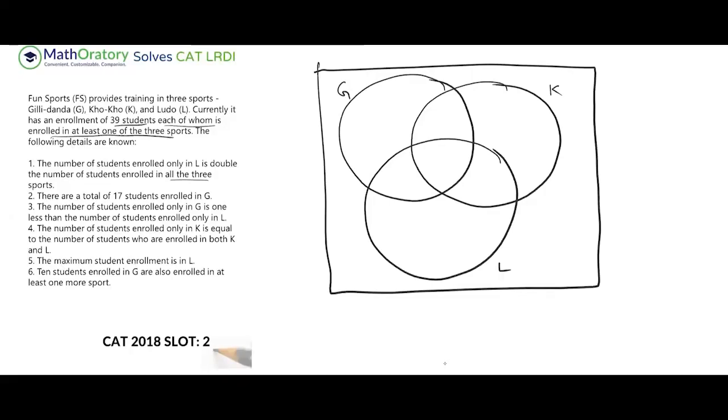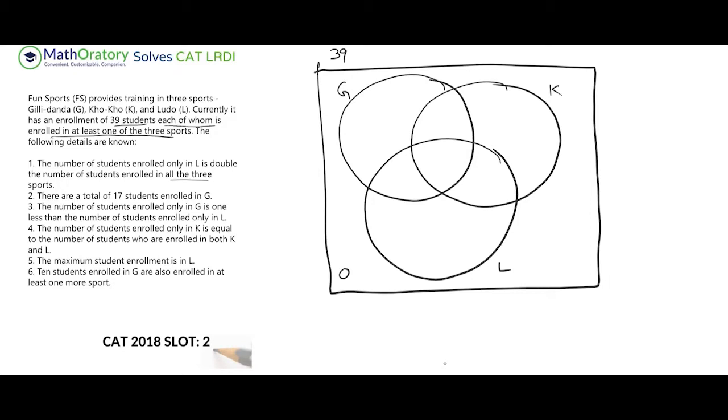All right. So this is the one we are going to use to solve. So 39 students in total, and the outside is zero. I always have a habit of drawing this rectangle. If you want, you can skip this rectangle for this particular set because the outside region is zero. But it's a good habit to keep any which way. It doesn't take too much time.